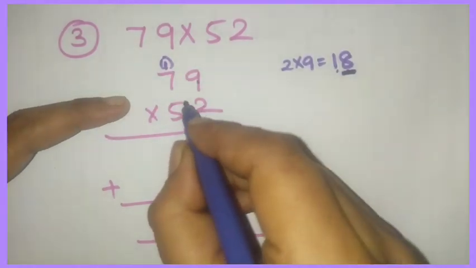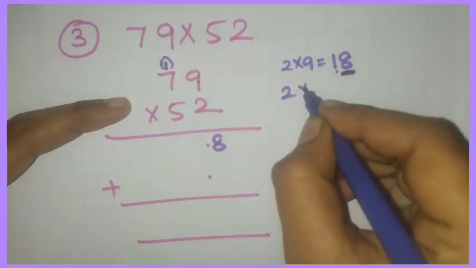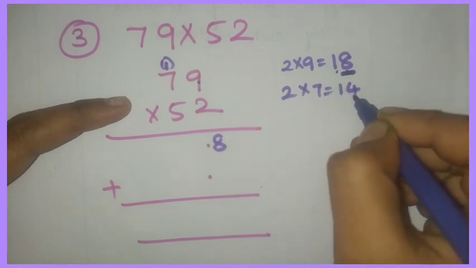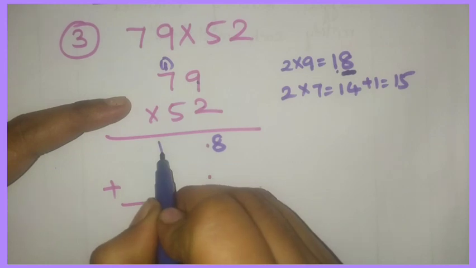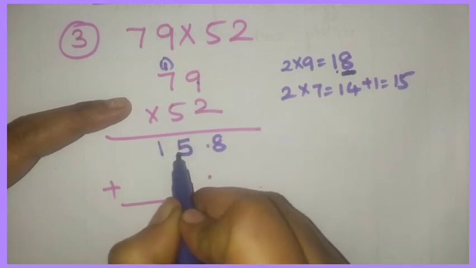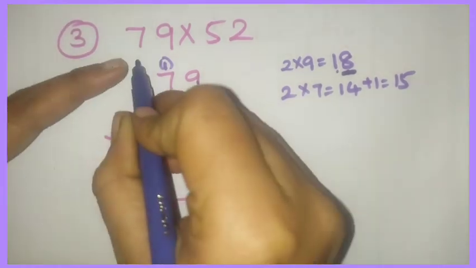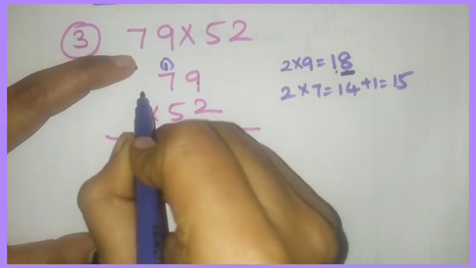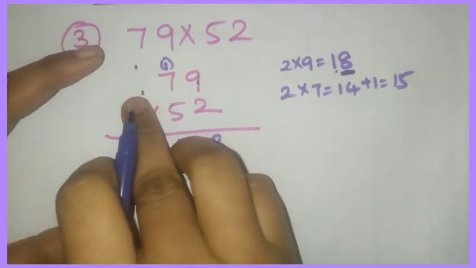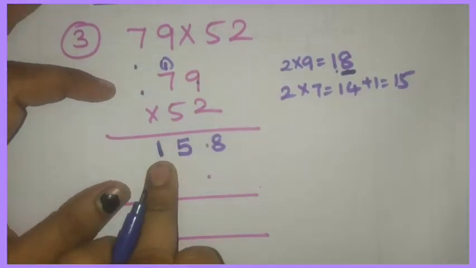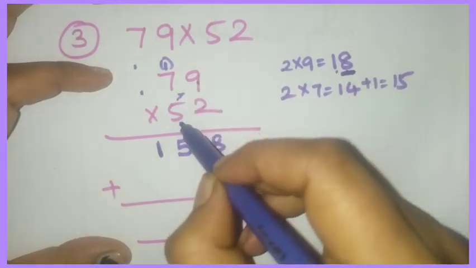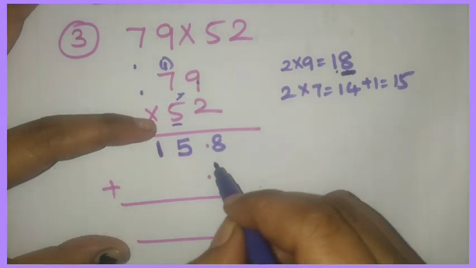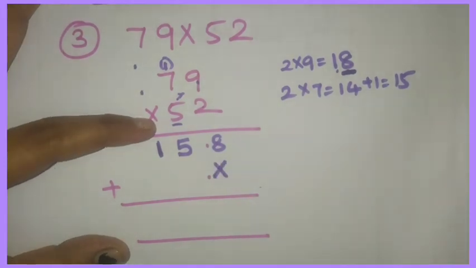Now 2 7s are 14. 14 plus 1 will be 15. We'll write 15 here as it is. We will not take this one as carry, because here no digit, nothing is there. So we'll write it here only. Now when we are multiplying with the tens digit, we'll put a cross here, or we can write 0 also.